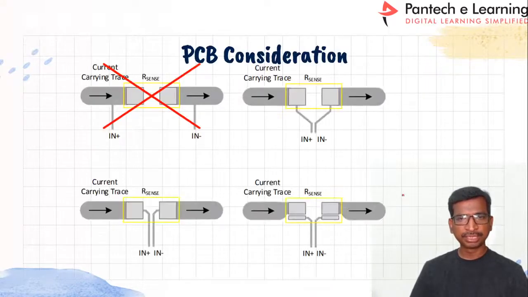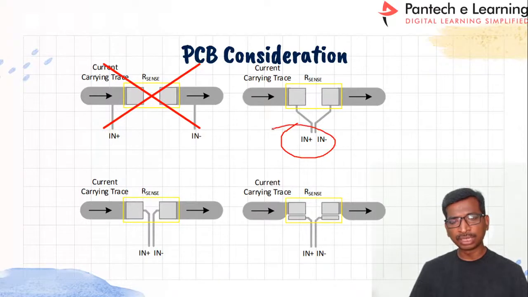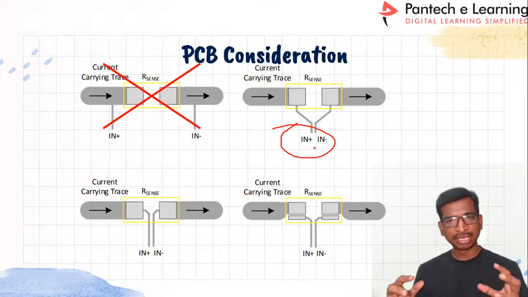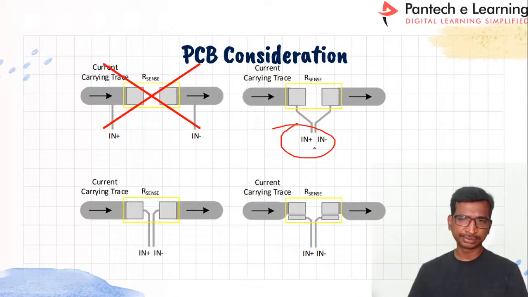And see here, to sense in the current sensor method, you have to run the positive as well as the negative track in a very close manner. Then only you can avoid the EMI issues. Otherwise, on the track there will be a lot of noise generated. So just keep this in mind while you are designing your PCB.